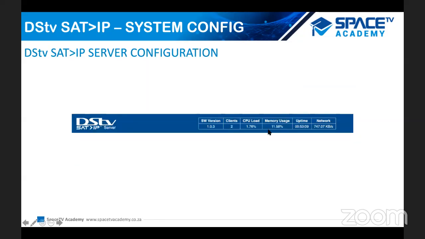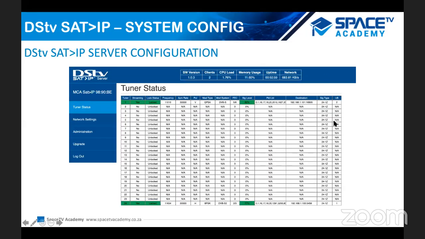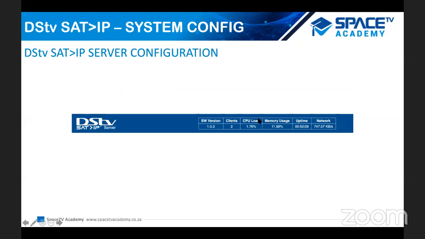And also at the top there of the blue bar, you will notice that it tells you what the software version is of the device, how many clients. There'll always be a minimum of 2 if you've got one device, because the second stream is the data stream. So if you add a second device, it'll be 3, because the data stream obviously gets duplicated.